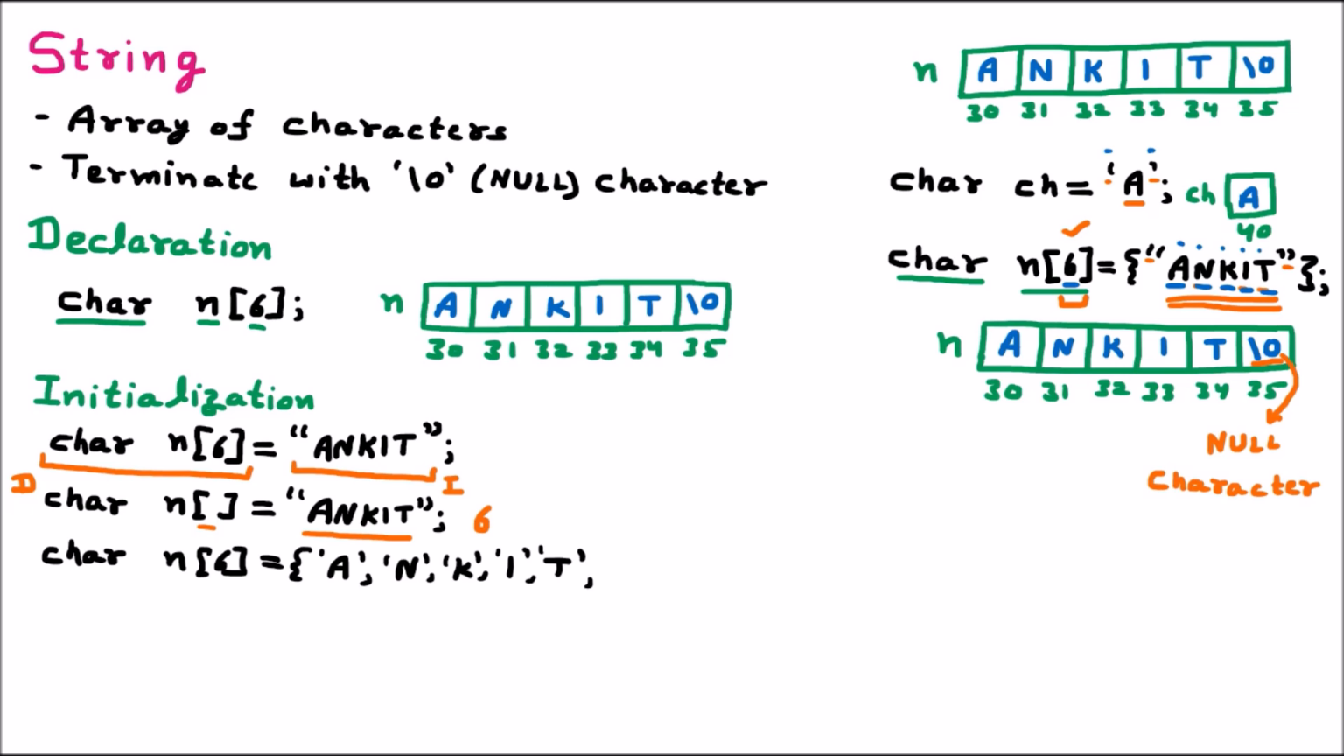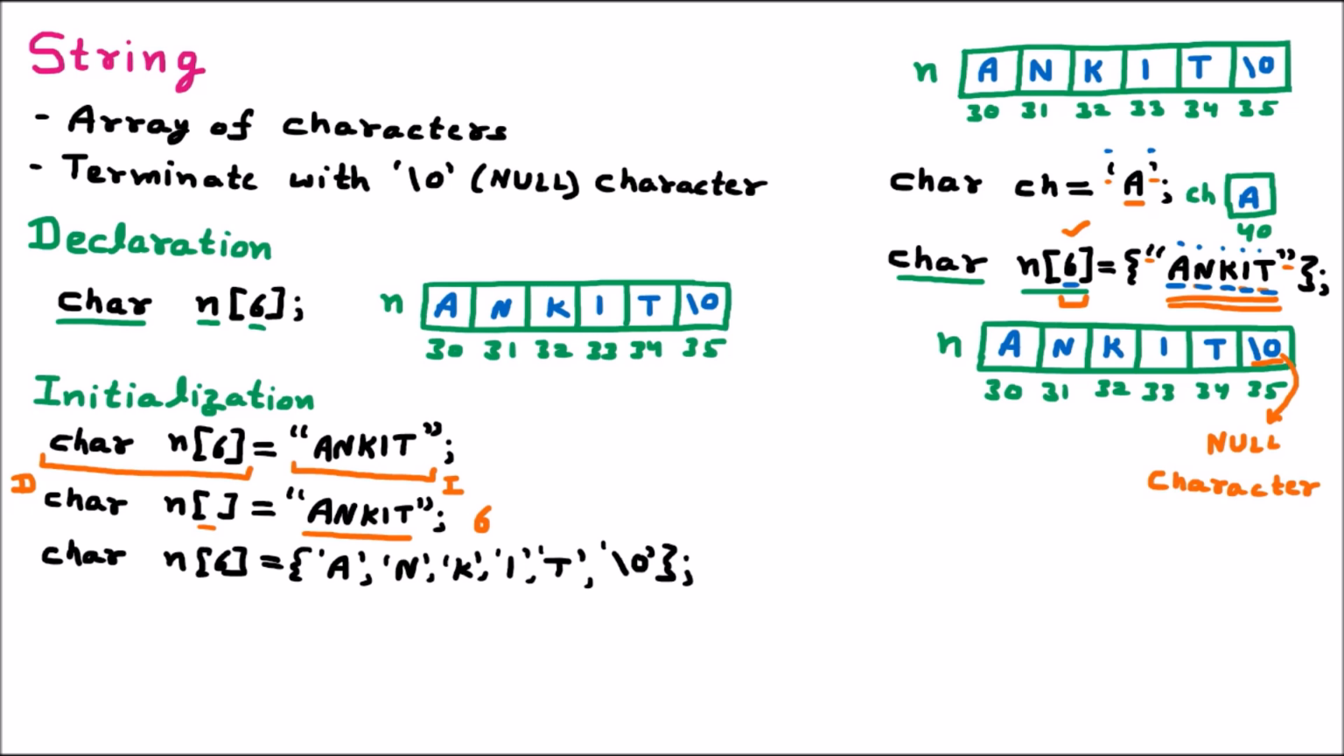In that case, you have to provide the \0 because this is not a string. You are providing character by character, so here you should provide \0 by yourself. So here you are telling the compiler that I am giving you the string. Now afterward, we have the semicolon.